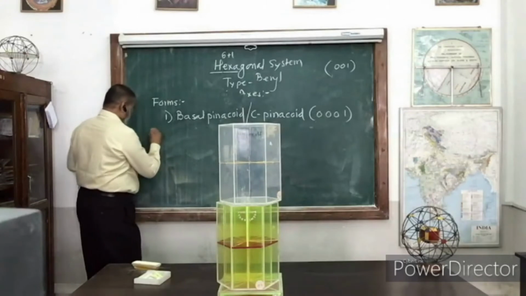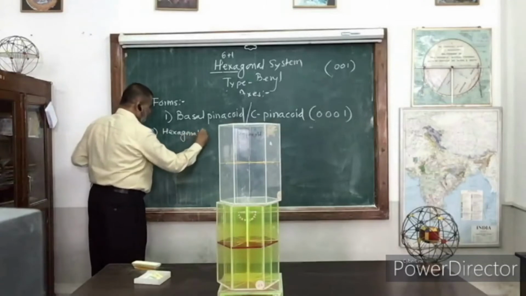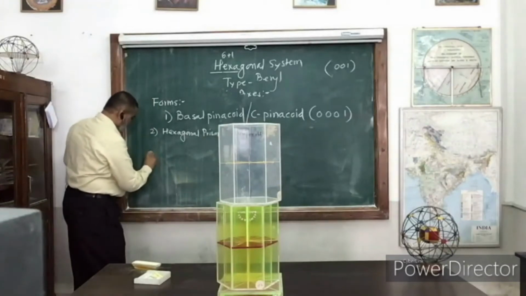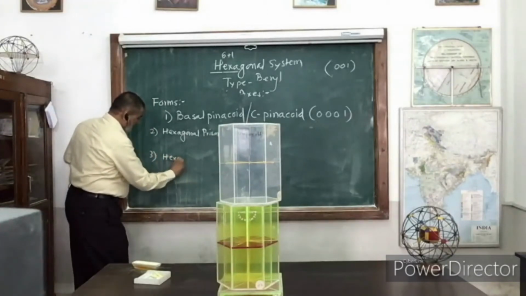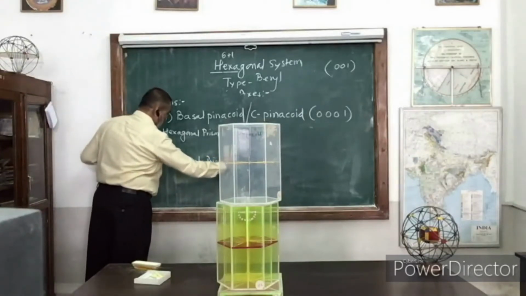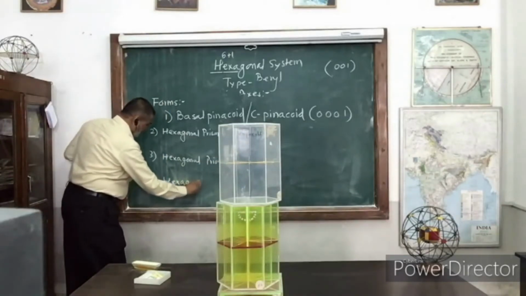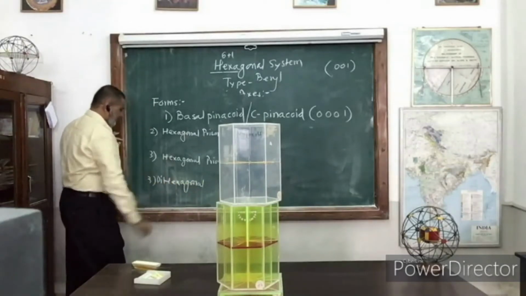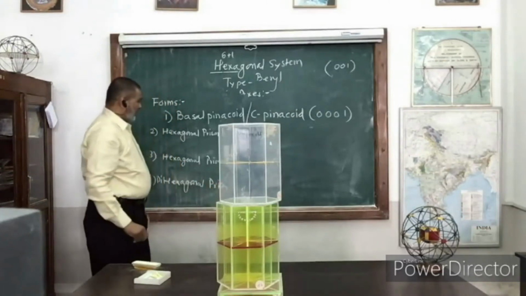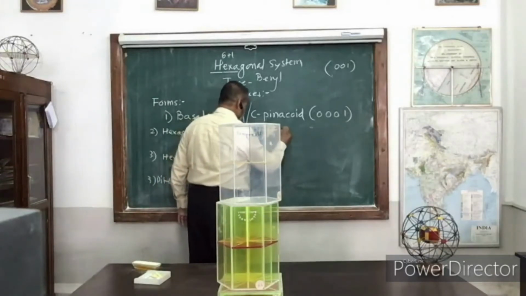The second one we have hexagonal prism, first order. Then the third one, hexagonal prism, second order, and hexagonal, or simply we can take dihexagonal prism, dihexagonal prism. So here, the next one, number 4, hexagonal pyramid first order.